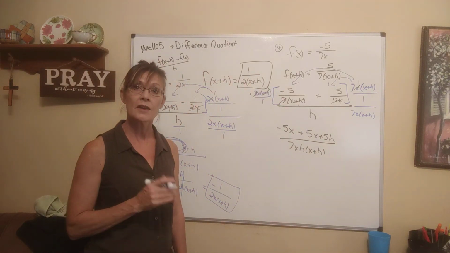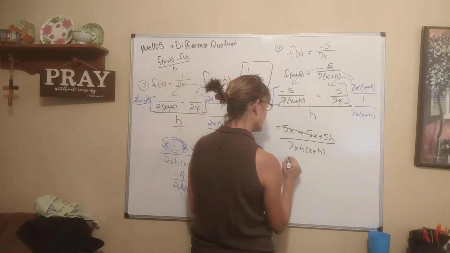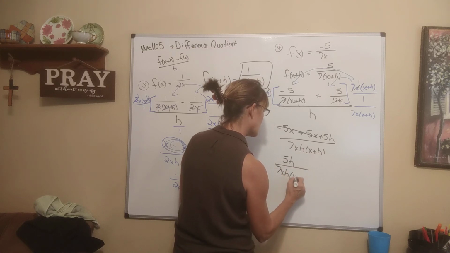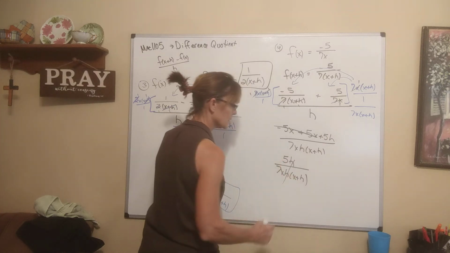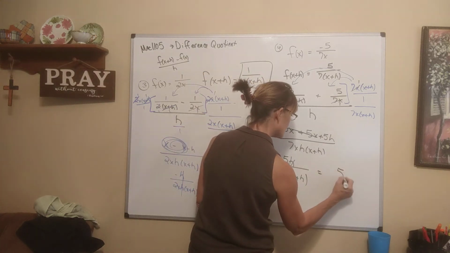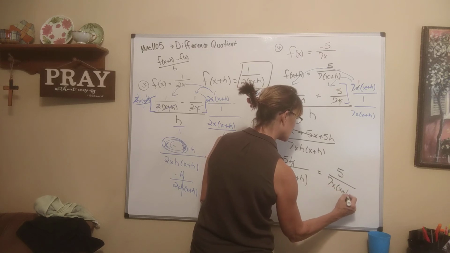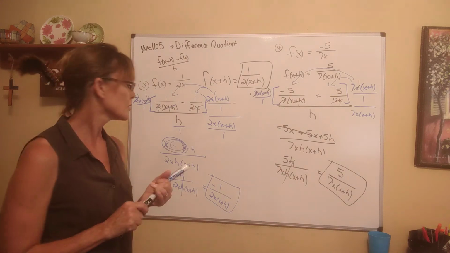Negative 5x plus 5x will give us a big 0. We're left with 5h over 7xh times x plus h. What will cancel here? The h's. The simplified difference quotient in this case is a 5 over a 7x times the x plus h. And that is our simplified difference quotient for that one.